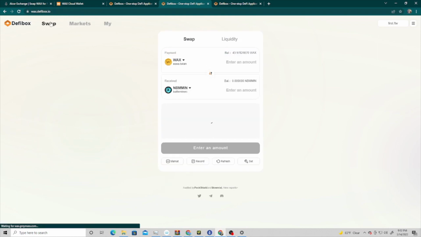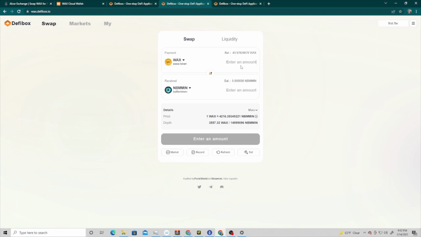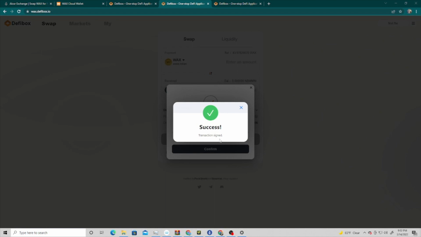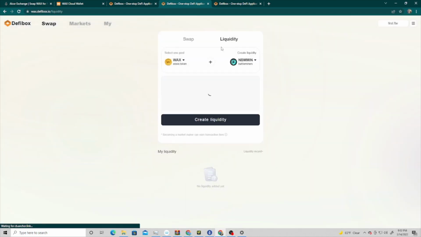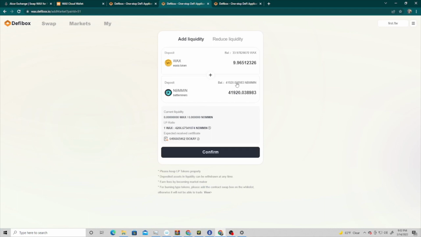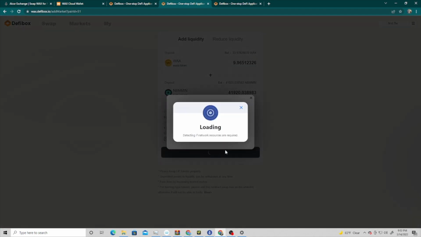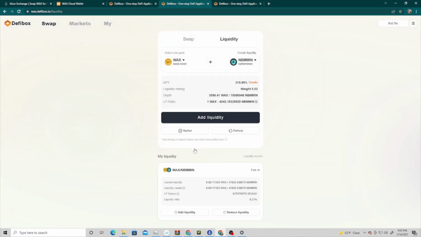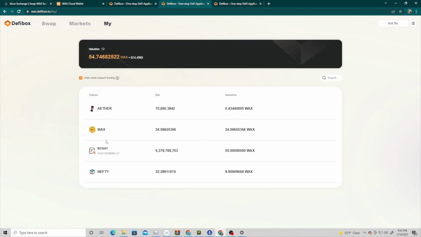So let's do this. I'm going to swap 10 Wax into NBM to start with, so that I have a little bit on both sides. Now I can go liquidity, add liquidity, click that. It's going to want the counterpart. I'm going to confirm, sign those transactions. Now that I have this liquidity, it shows up here, my liquidity, and I can also click on the My tab up here. It'll find here Box AY, and it shows down here Wax NBM LP. So it is now worth 20 Wax, like I wanted it to be, because I did 10 that I initially swapped. That was going to be half of the value.